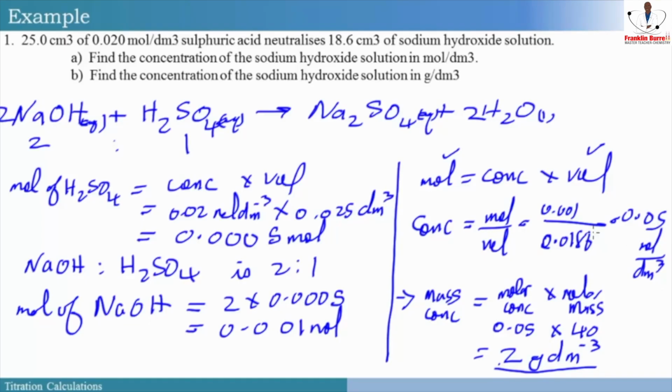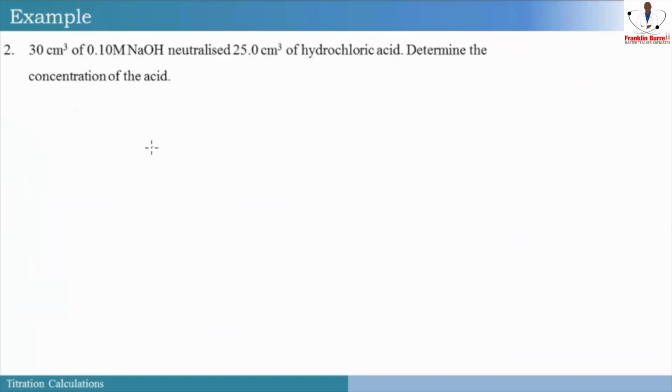So the molar concentration here is equal to 0.05 moles per dm cube, while the mass concentration is equal to 2 grams per dm cube. So if you follow these simple steps, you can calculate any titration questions. So here we have 30 cm cube of 0.1 molar sodium hydroxide. Now molar, capital M, is the same unit as moles per dm cube. So we need to determine the concentration of the acid.